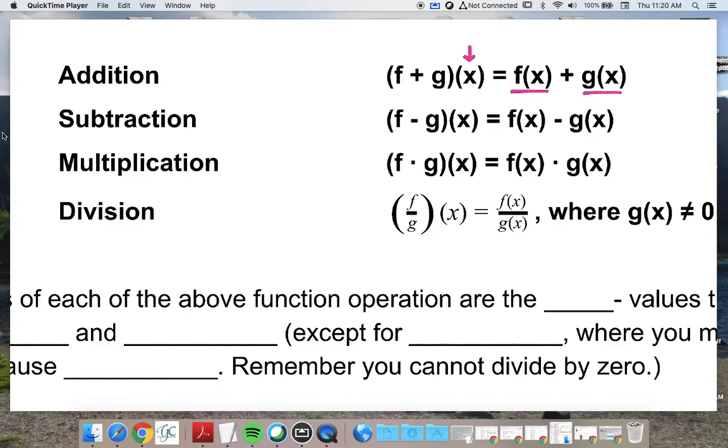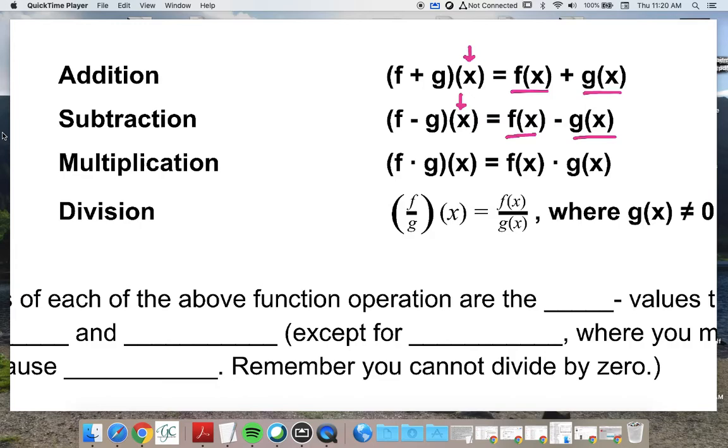Same idea for subtraction. Now we're just switching out our operation. So f minus g of x. Again, that x, we're not multiplying by x. It just means there will be an x in the answer. And a clearer way to write that is f of x minus g of x, where we can clearly see what we're doing with our two functions.